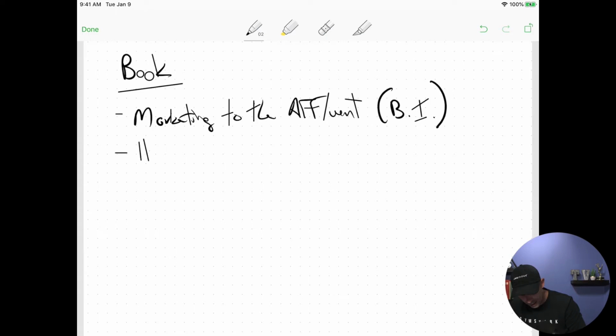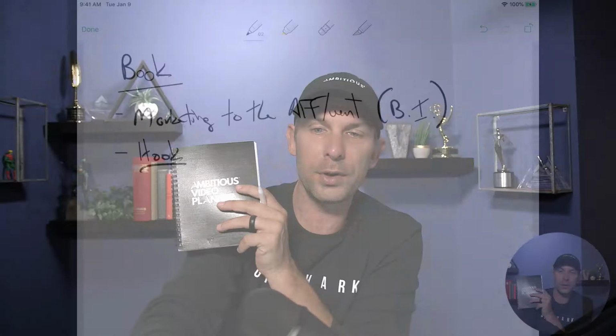Then we need a hook. So for a video like this, a hook or a pattern interrupt or a way to start the video is just by holding up the book. So, you can start your video very simply by saying something like, look, if you're a professional service provider right now and you want to generate more sales, you need to read this book. It's called Marketing to the Affluent. It's by one of my mentors, Dan Kennedy. So you would do the same thing.